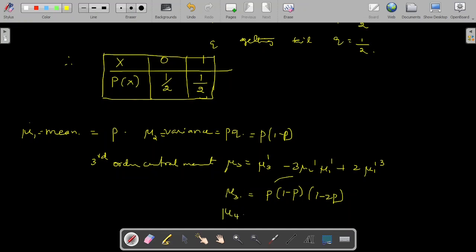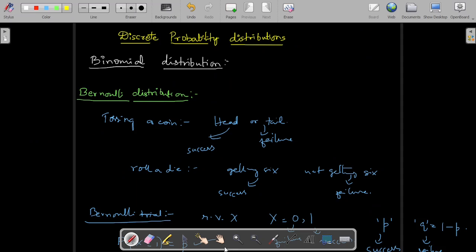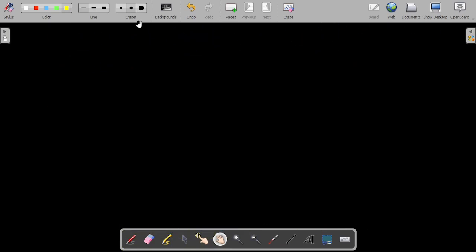Similarly, the fourth order central moment, mu4, is given by P into 1 minus P into 1 minus 3P plus 3P square. That is using the relation between central moments and moments about the origin. Using that, I have substituted all this. So take one problem. Let x be a random variable having Bernoulli distribution with the parameter p equal to 0.4. Find its mean and variance.